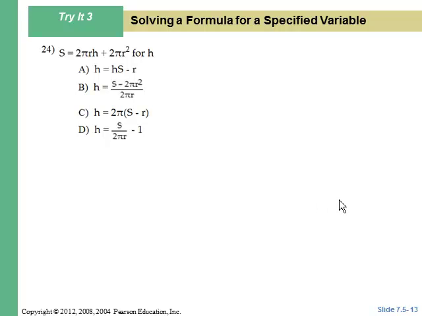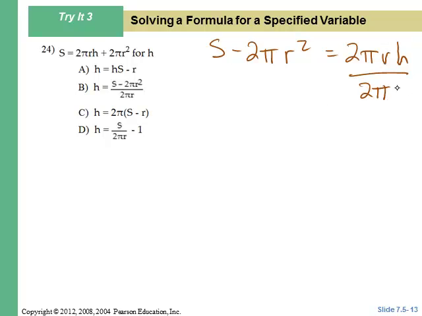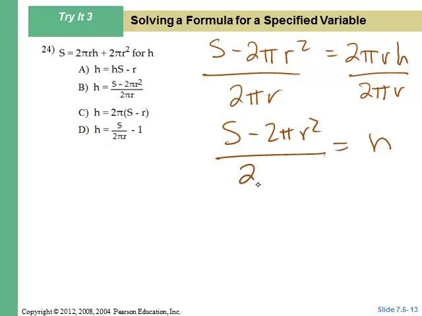Okay, you try this one. First thing we're going to do is subtract 2 pi r squared from each side. And then divide everything by 2 pi r. We get h equals f minus 2 pi r squared over 2 pi r.